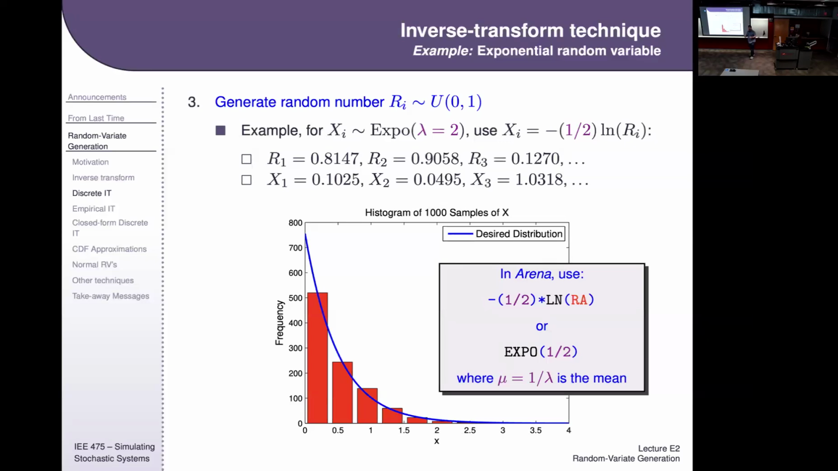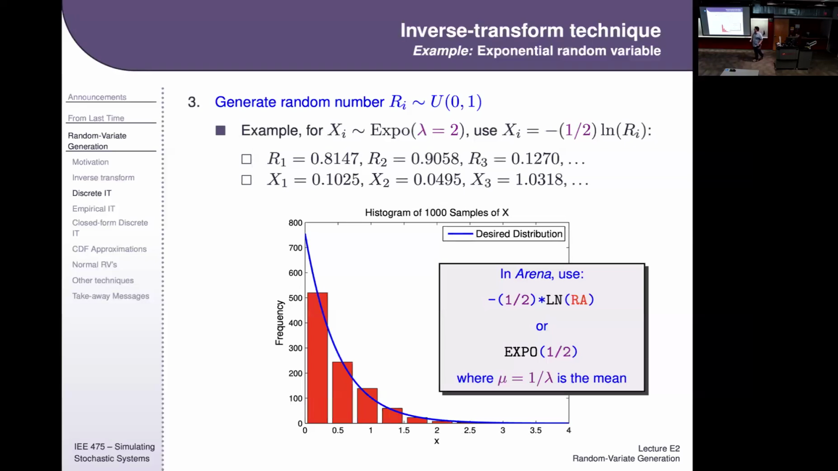In Arena, if I want to plug that in as an expression, RA is a shortcut in Arena for giving you a random number between 0 and 1. That's equivalent to unif(0, 1), as I showed you earlier. And ln is natural log in Arena, and multiply it by minus 1/2. That is equivalent to just putting this in Arena, which gives me an exponential random variate with a mean of 1/2. If I generate a bunch of those and take the histogram, that's what I get.